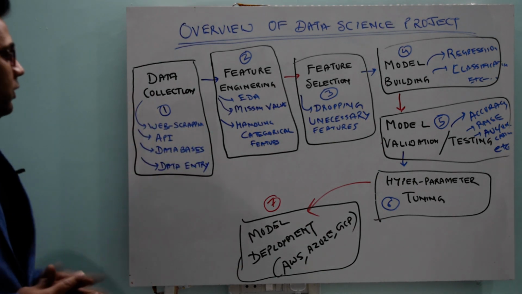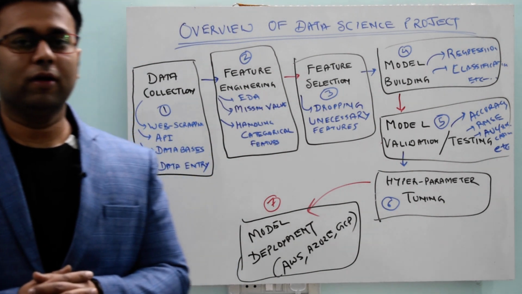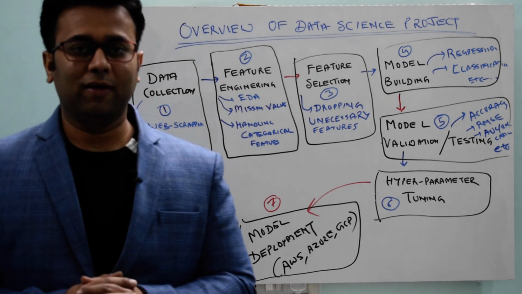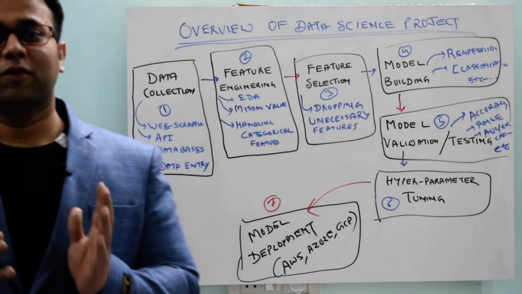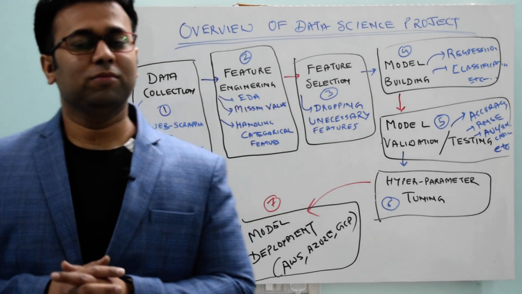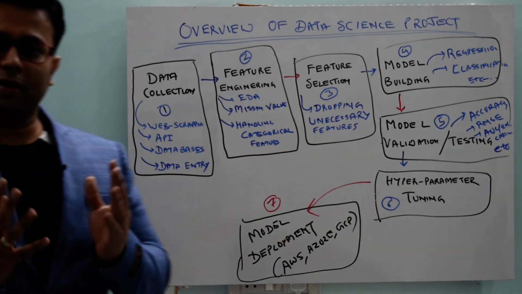Number one step is data collection. In this step we collect the data, because without data we cannot do anything. Without data, data science is not possible, because as you can see, data science is a combination of data plus science. So in this first process, we collect the data.